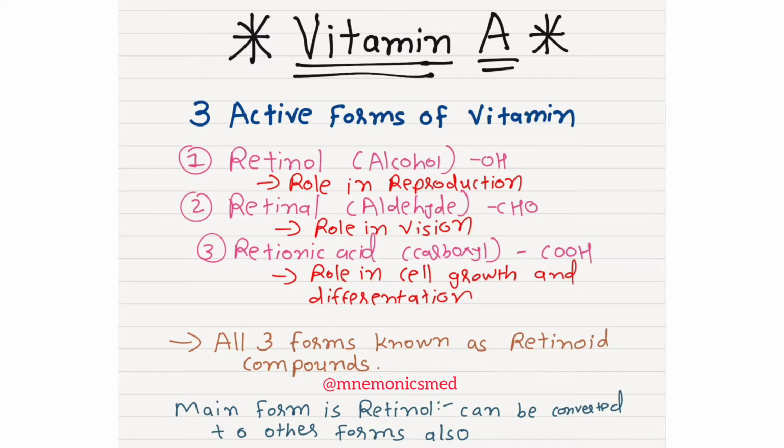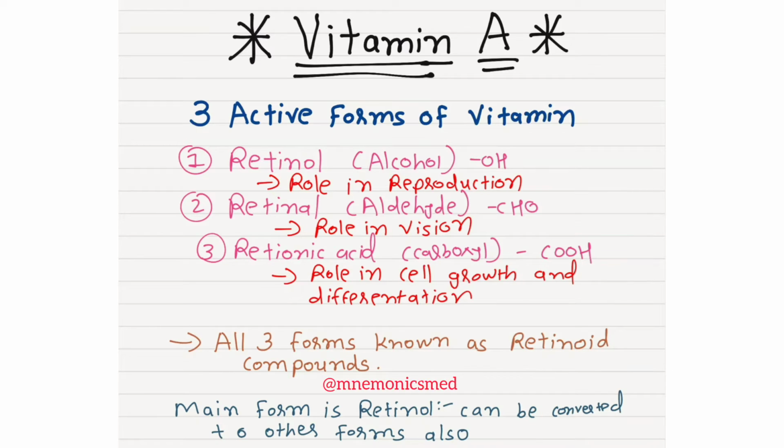Retinal is the aldehyde form, or CHO form. Its main role is in vision. Retinoic acid has a carboxyl group. Its main role is in cell growth and differentiation. All three forms are known as retinoid compounds. So you have to remember retinol, retinal and retinoic acid. They are known as retinoid compounds.